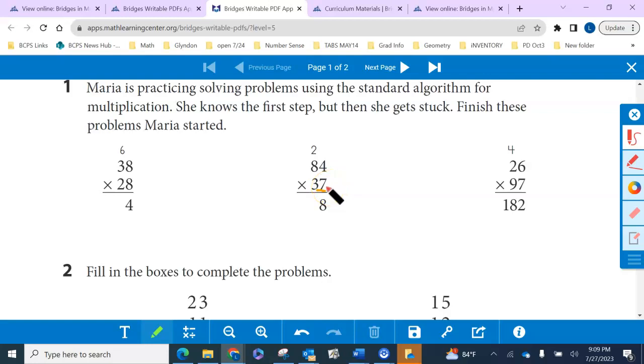Then we move on to multiplying those 7 ones by the tens. So 7 ones times 8 tens is 56 tens, plus the 2 tens that we had before, gives us a total of 58 tens. And so we're going to record the 5 in the hundreds place and the 8 in the tens place. And that is what they've learned to do in 4th grade.